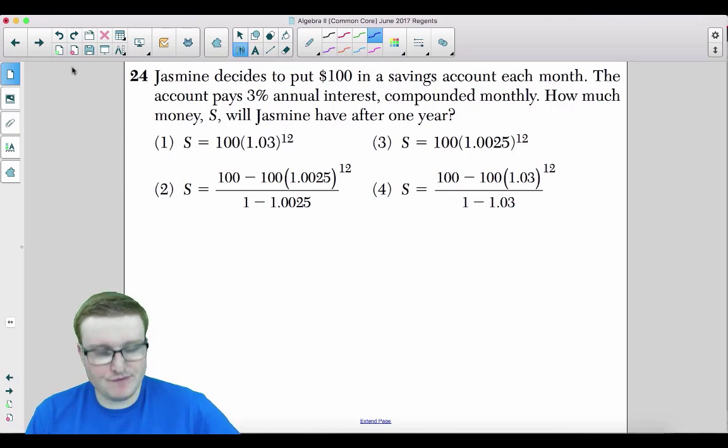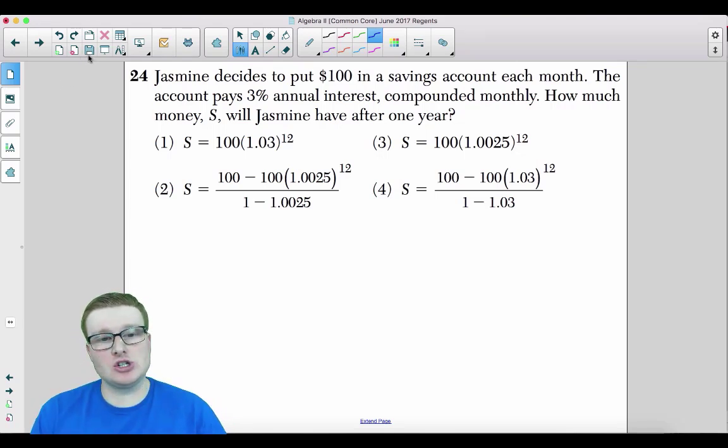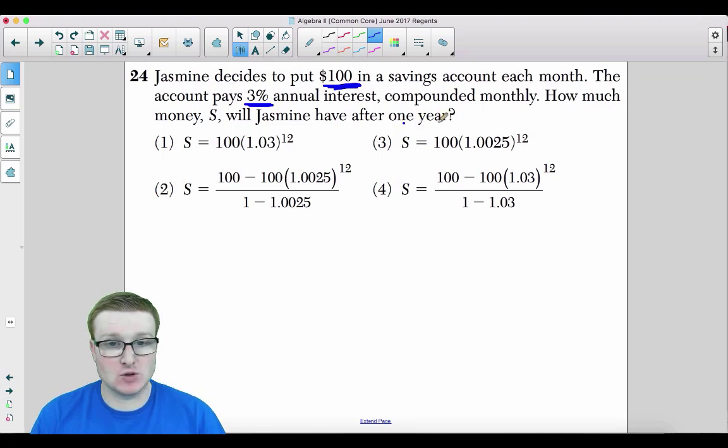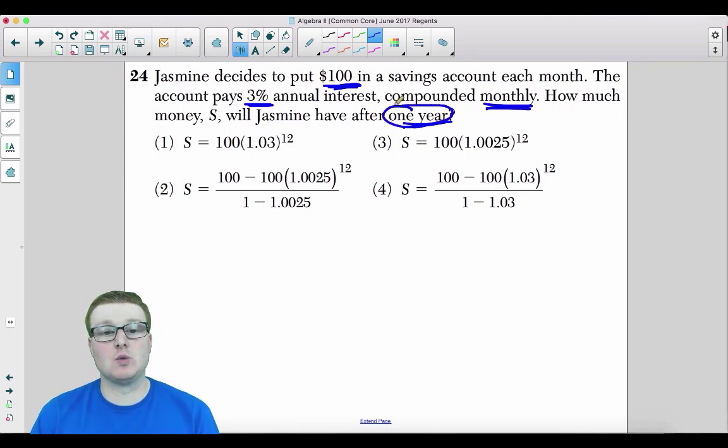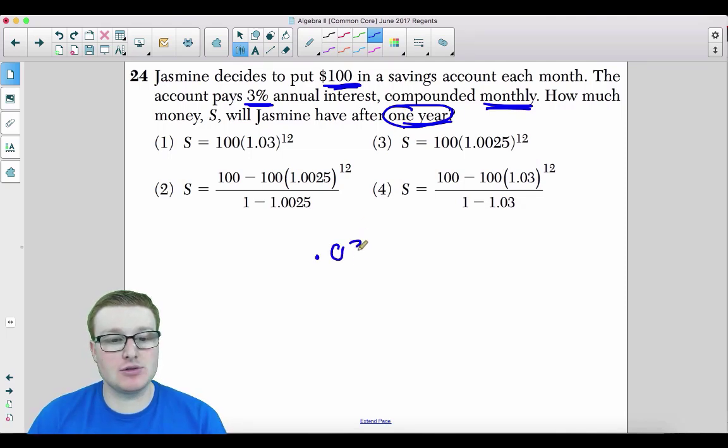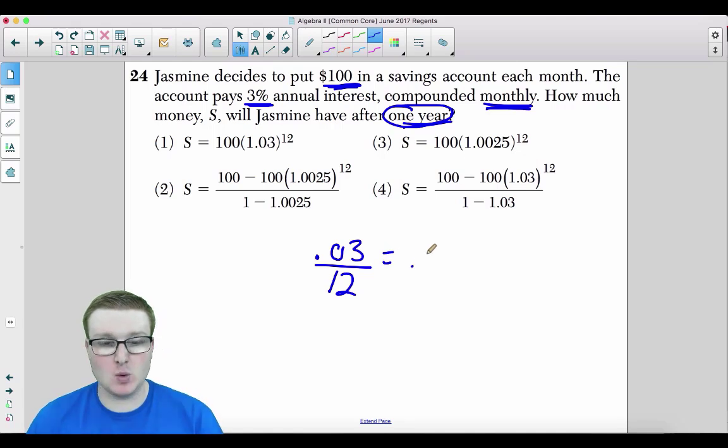Moving on to number 24. Jasmine decides to put $100 in a savings account each month. The account pays 3% annual interest, compounded monthly. How much money S will Jasmine have after 1 year? Okay, so 3%. We got $100 after 1 year. So, and it's compounded monthly. Now, the problem is it's asking you for 1 year. So what we got to do is we got to take 0.03 interest and divide it by 12, the amount of months in a year, and we get 0.0025.